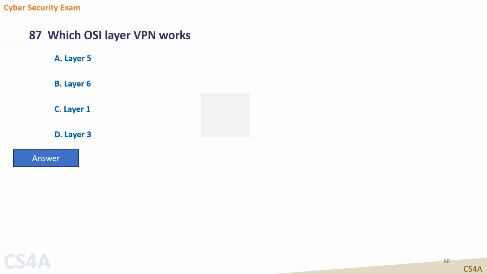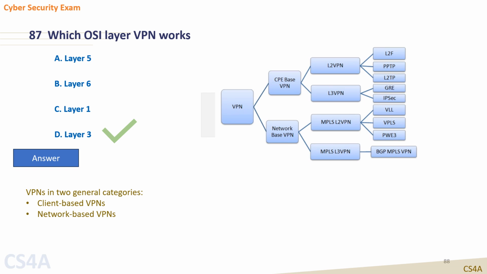Here the question is: at which OSI layer does VPN work? VPN is a virtual private network, used to establish a connection from outside to the corporate network using a point-to-point tunnel, and it works in the network layer of the OSI model. So the answer is D, 3 is the answer. There are types of VPN which may work in layer 4 also, but since layer 4 is not an option here, option D is the correct one.